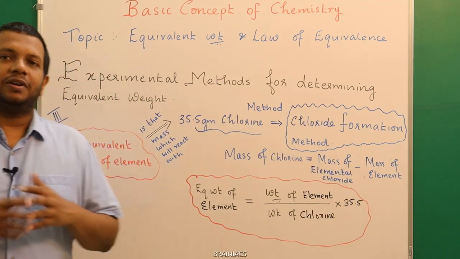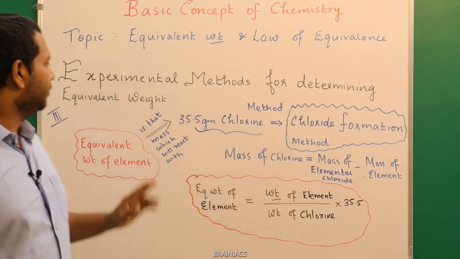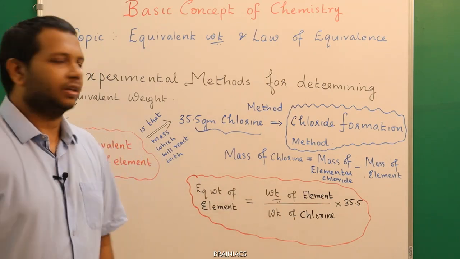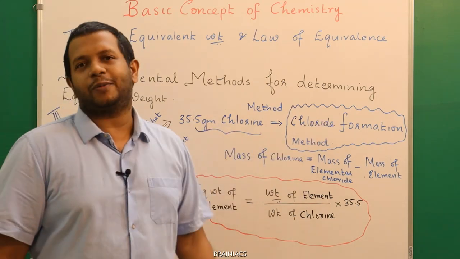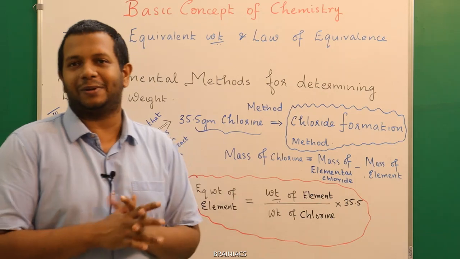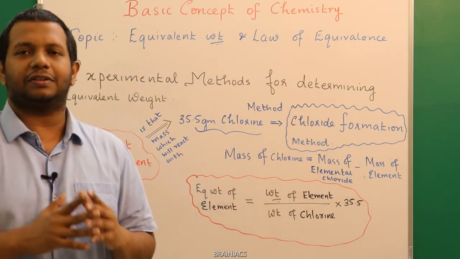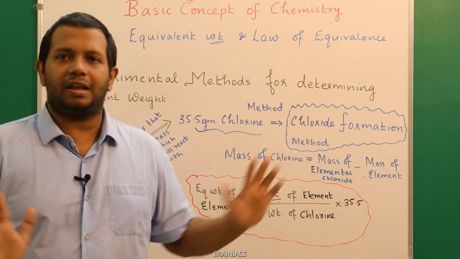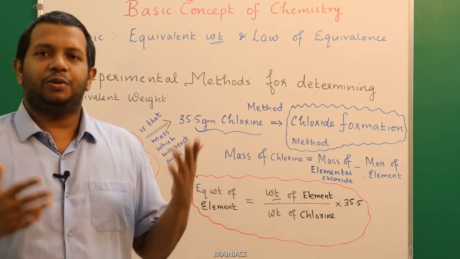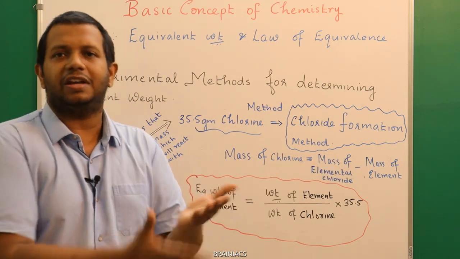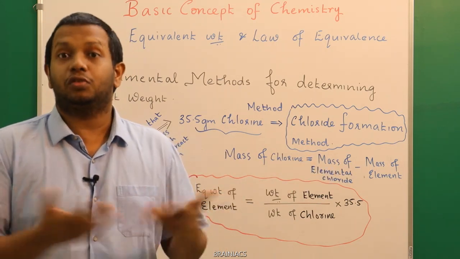Hi students. So here we are going to discuss the third method for experimentally calculating the equivalent weight. That method is called the chloride formation method. From the name itself you might have understood. Very simple. Again I will give an intro, please listen. You have a metal or an element. You know its mass but you don't know the equivalent weight. So you have measured using a weighing balance and its mass is 200.